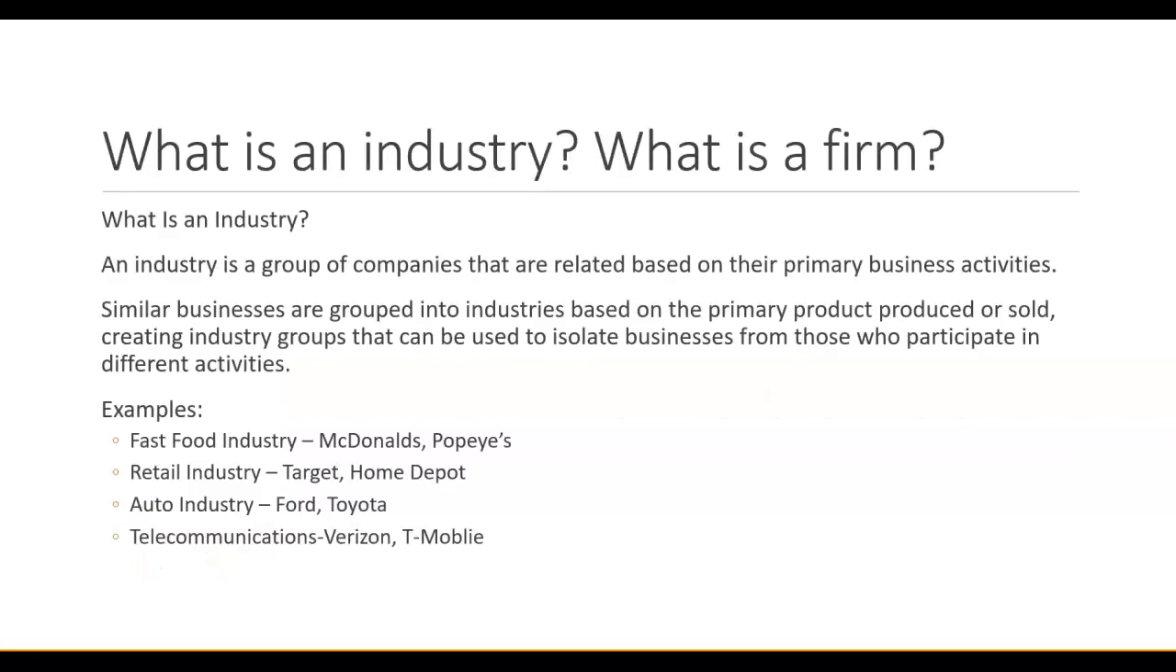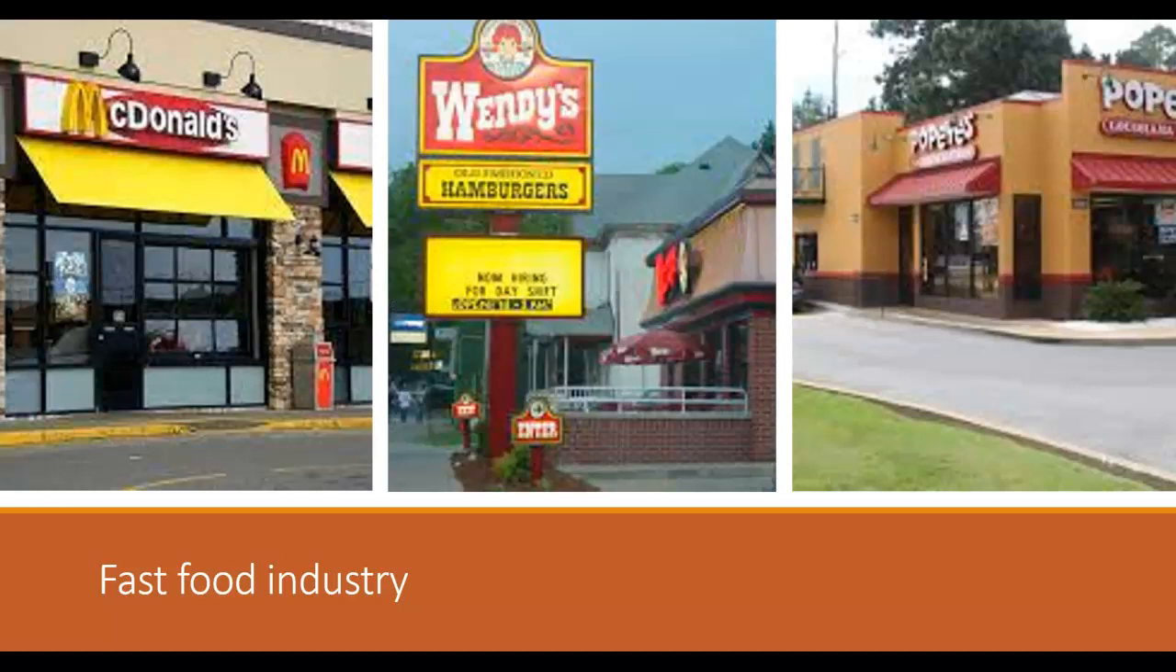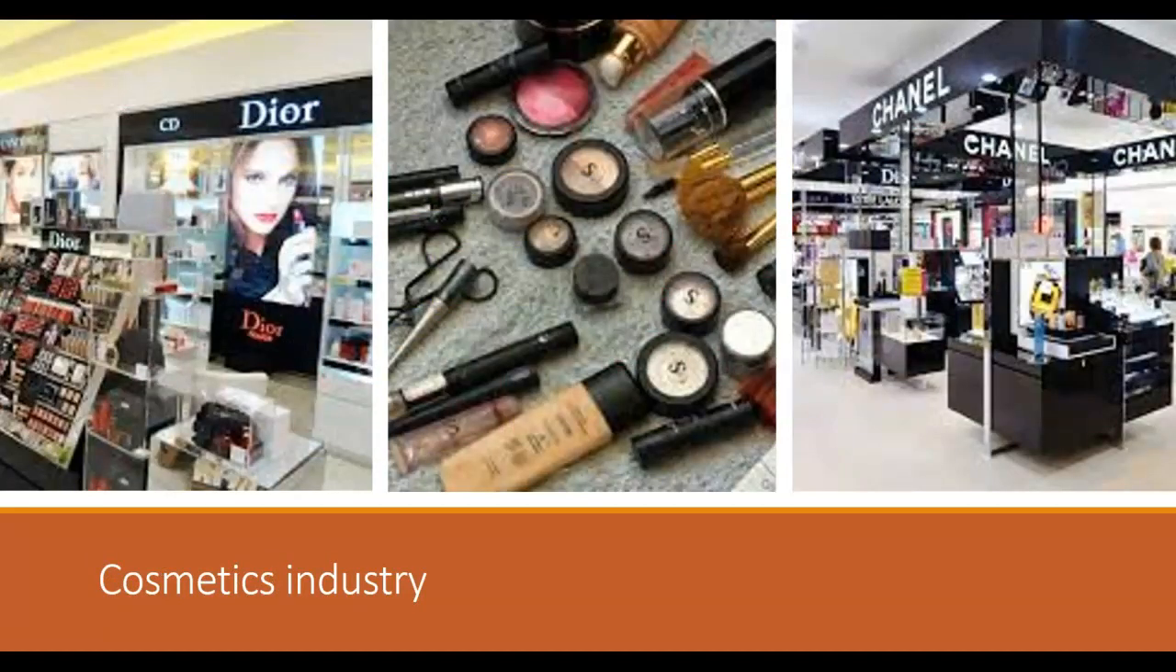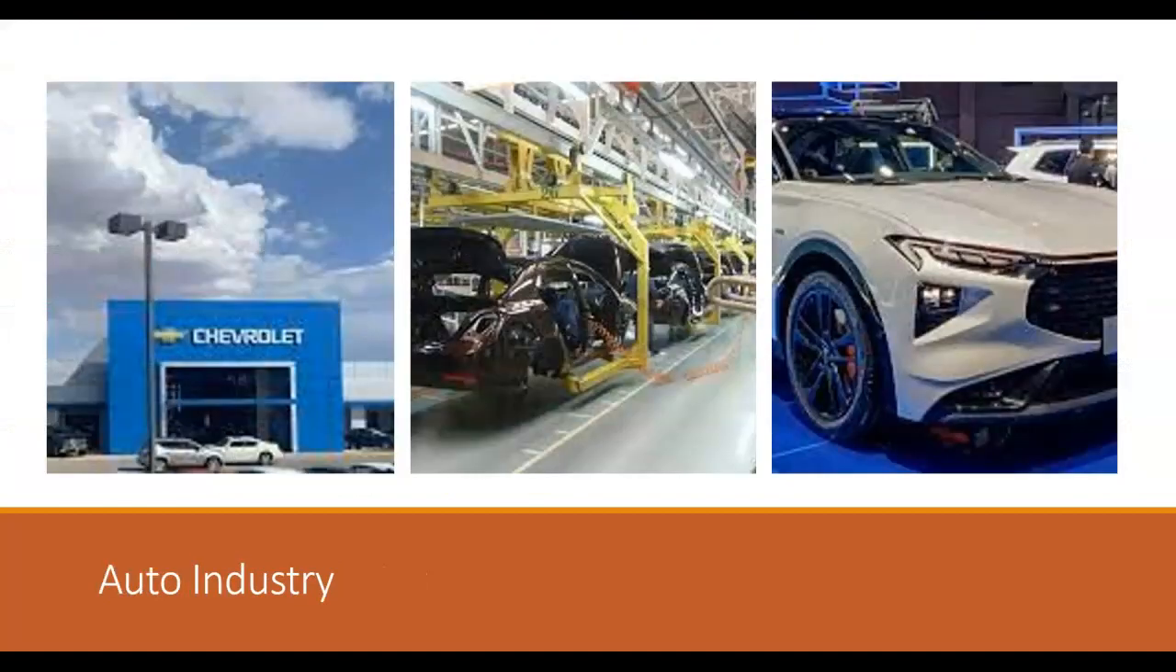Before we start in our discussion of monopoly, let's talk about what is an industry and what is a firm. An industry is a group of companies that are related based on their primary business activities. Similar businesses are grouped into industries based on the primary product produced or sold, and this creates different industry groups that can be used to isolate businesses from those who participate in different activities. Some examples of this are the fast food industry, the cosmetics industry, and the auto industry.